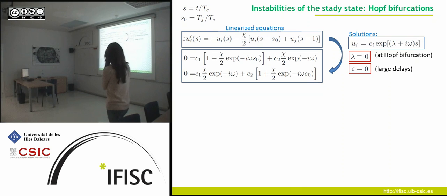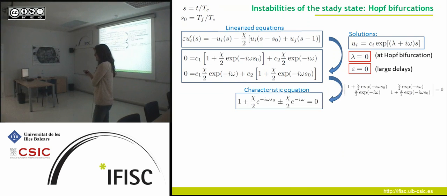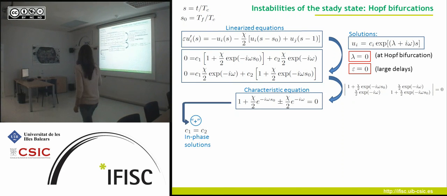And from the condition of non-trivial solution of this system, that is that the determinant is 0, we obtain this characteristic equation. Thus, there are two families of Hopf bifurcation. First, considering the positive sign, if we substitute this here, C1 is equal to C2, thus this corresponds to a family of Hopf bifurcations that lead to in-phase solutions.